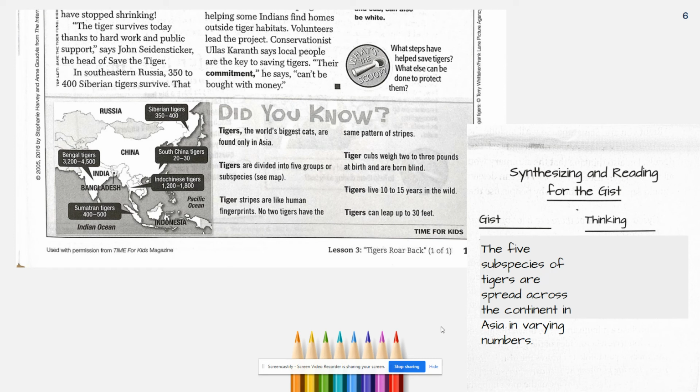Were you close? Did you get it right? What would you need to change about your gist to make it the same as mine? Maybe remove some information or maybe add some? That's okay.